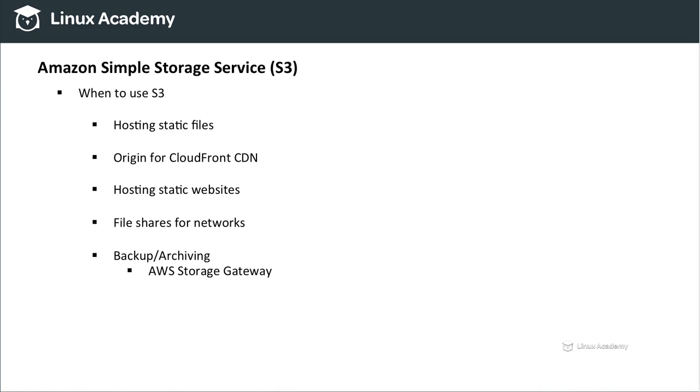And of course, we can use it as an origin for our CloudFront CDN. And in fact, we're going to do that later in this course. So we can upload files to Amazon S3, enable a CloudFront distribution, and have a global content delivery network that caches data in data centers around the world, called edge locations.